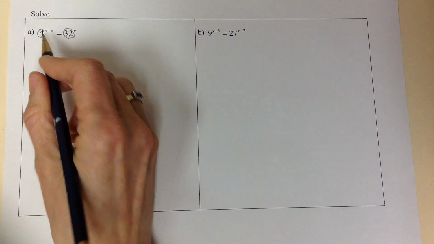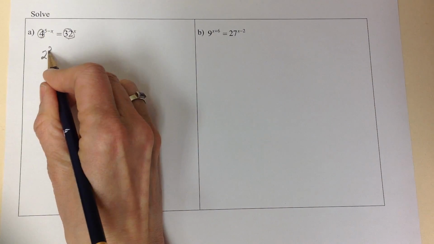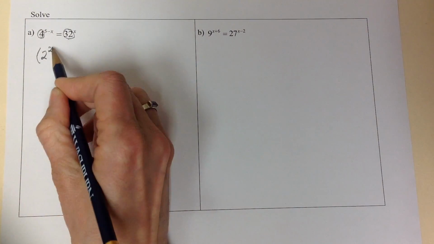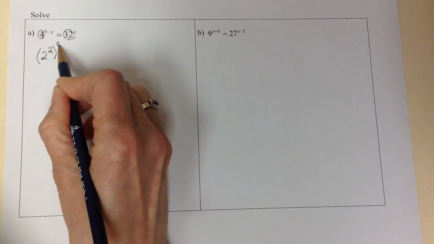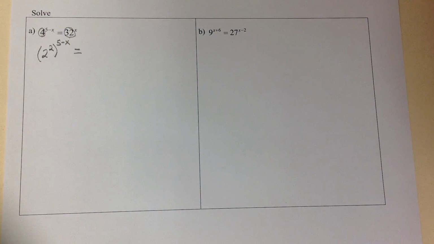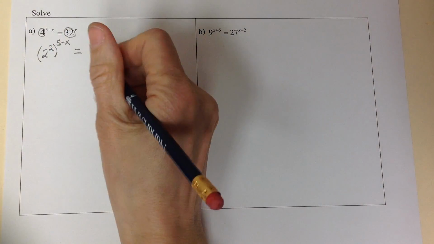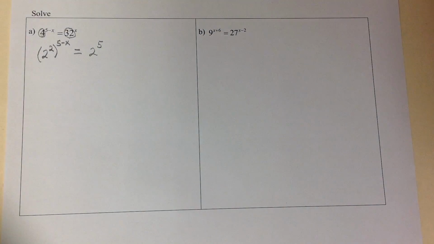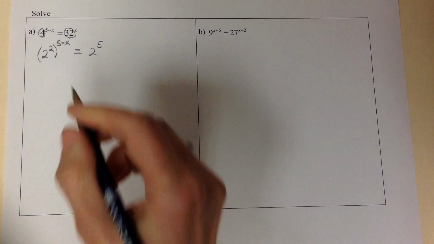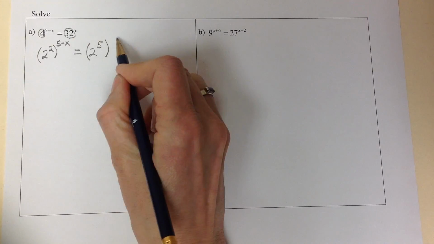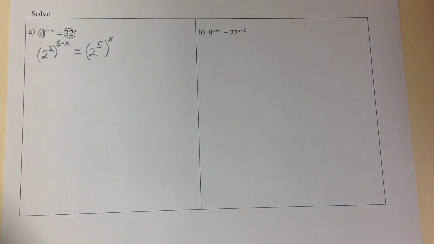Alright, so what about 4? 4 is 2 to the second power. But then all of that needs to be raised to the 5 minus x. Now for the other side of the equation, 32. 32 is 2 to the 5th power. And again, use your calculator if you need to get to that. And I need that to be raised to a power of x.